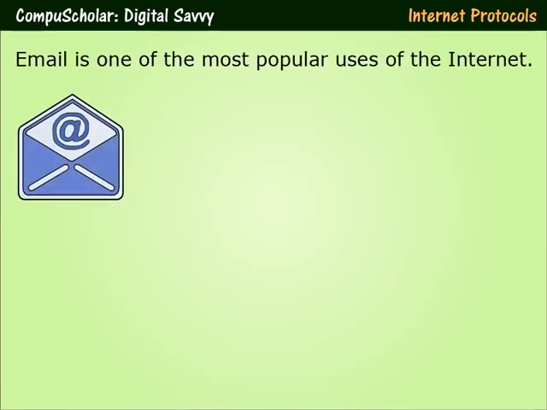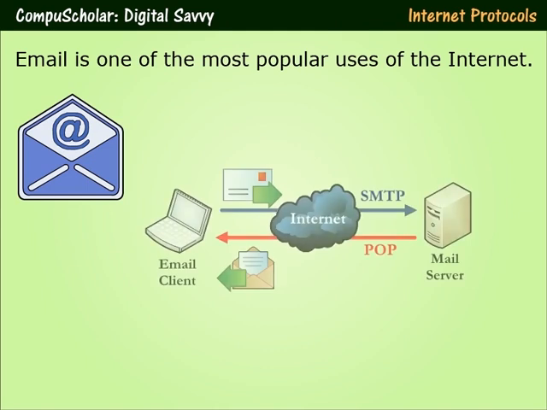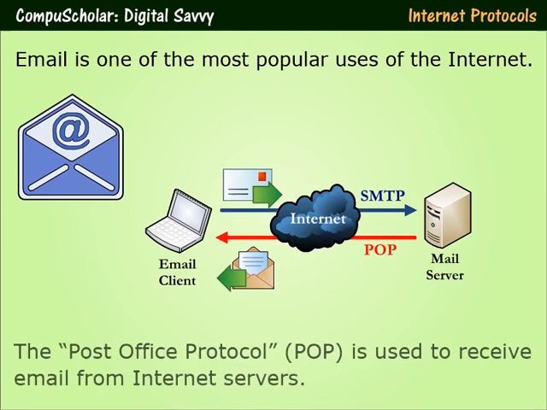Finally, let's think about how email is sent and received across the Internet. You're using an email client on your computer to receive mail from a mail server. The email client will use the Post Office Protocol, or POP, to pull the mail from the server. POP is a one-way channel. You can only pull email from the server, but you can't send it back out.